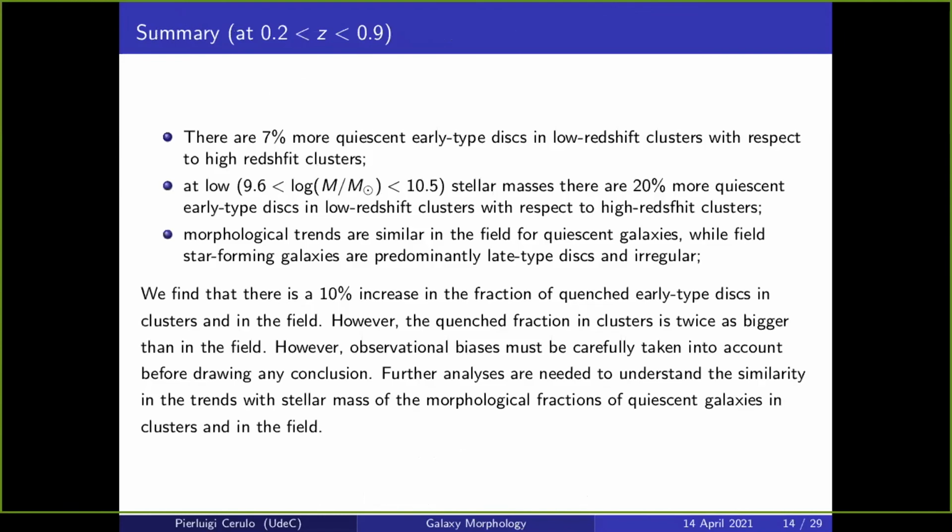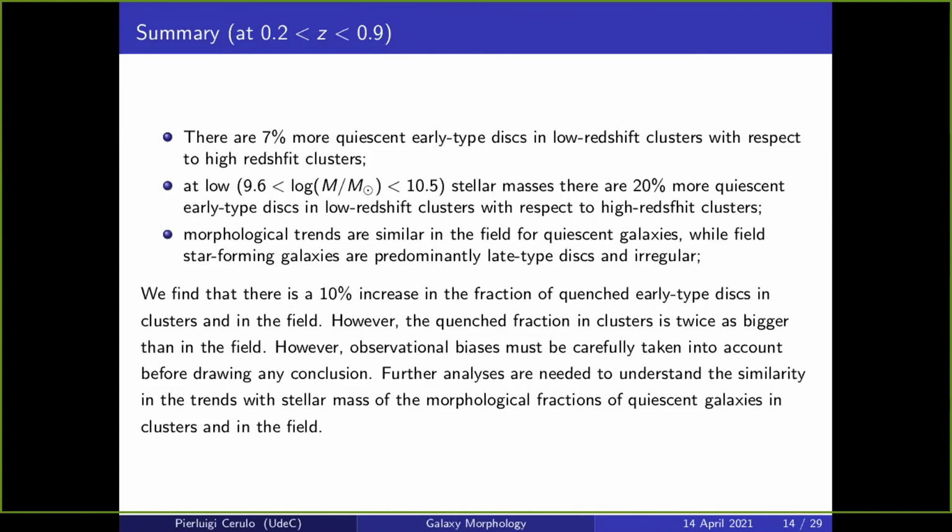So in summary, we studied the morphologies in cluster and field galaxies at redshifts between 0.2 and 0.9, and find that the trends of morphological fractions with stellar mass are not significantly different between cluster and field. We find in both clusters and field an increase towards low redshift, about 20%, of early type quiescent disks.